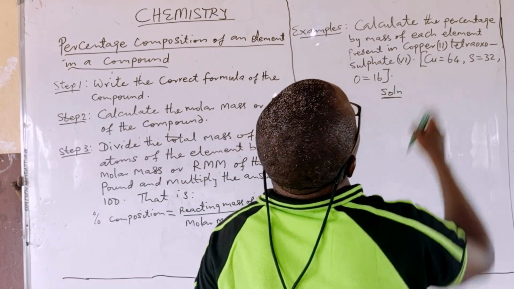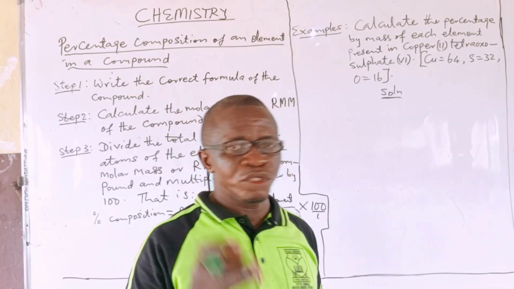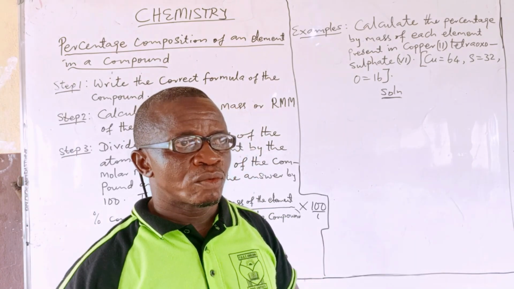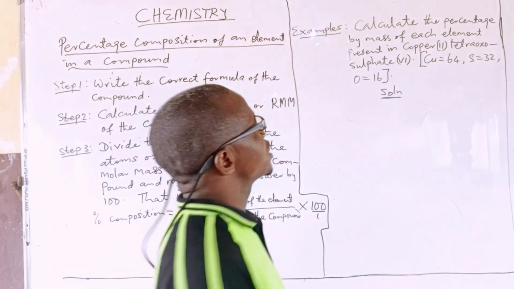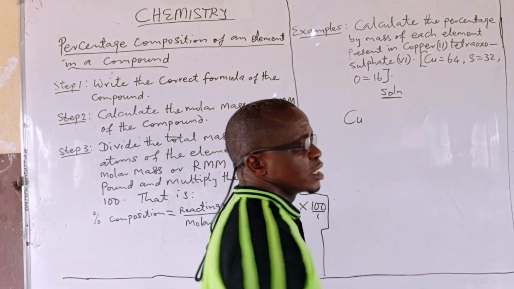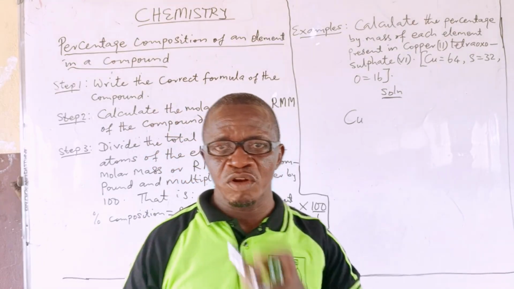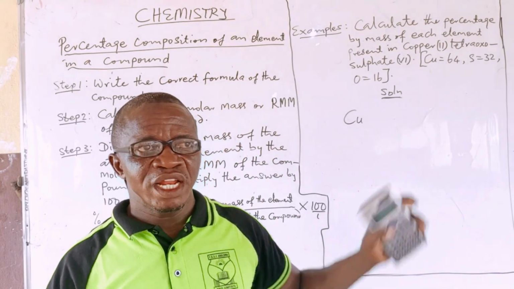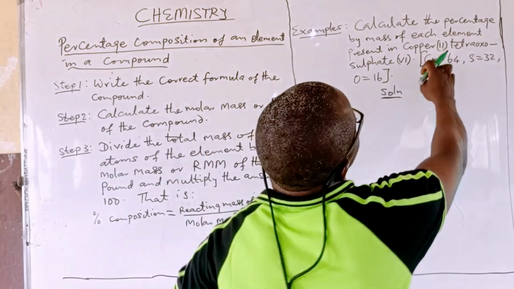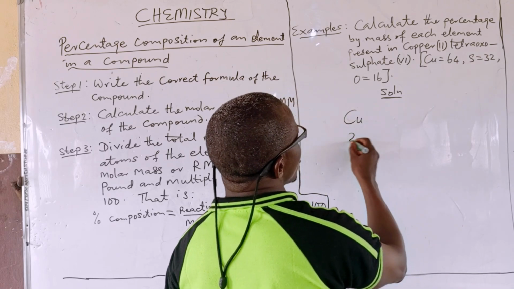Now, they said copper(II) tetraoxosulphate(VI). Remember, I told you in writing any formula, you must remember the cations and their anions. Now, they have mentioned copper. What is the chemical formula for copper? It is Cu. And they have told you the valency of copper, because copper has more than one valency. So the valency that copper is using in this compound is what? 2. They have mentioned it there: copper(II) tetraoxosulphate(VI). So you put 2 under it.